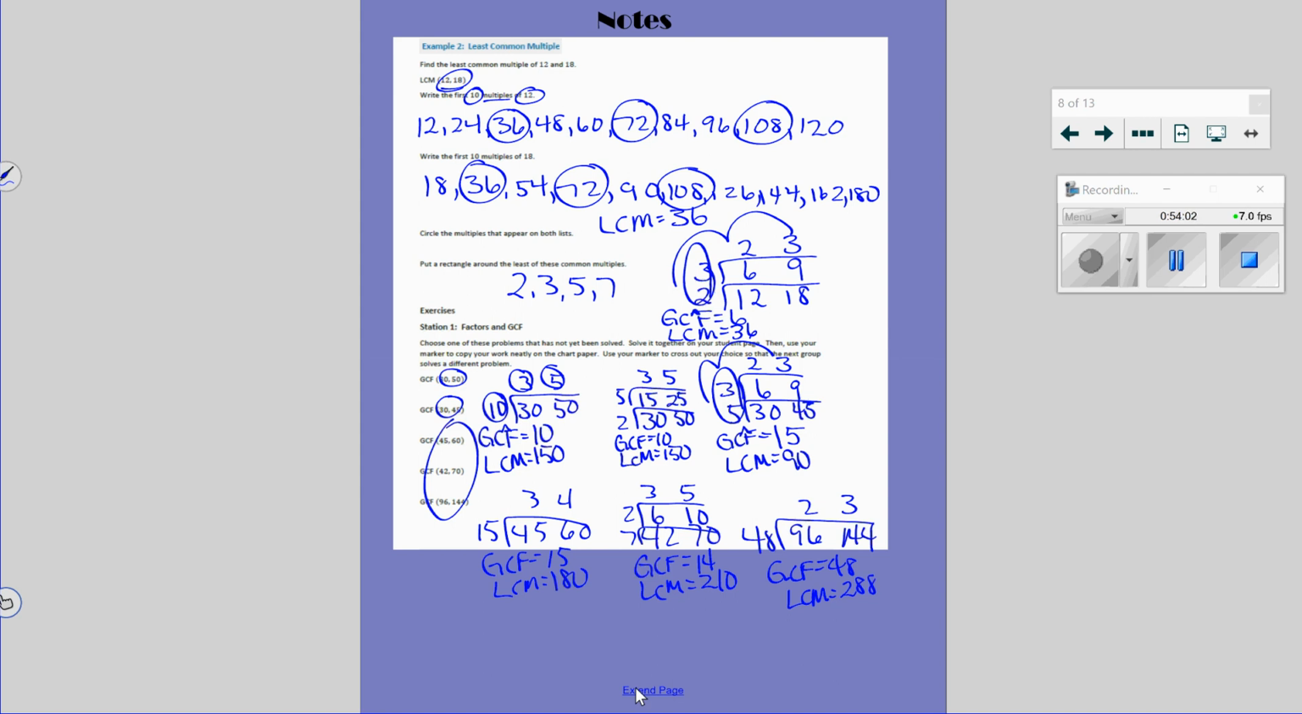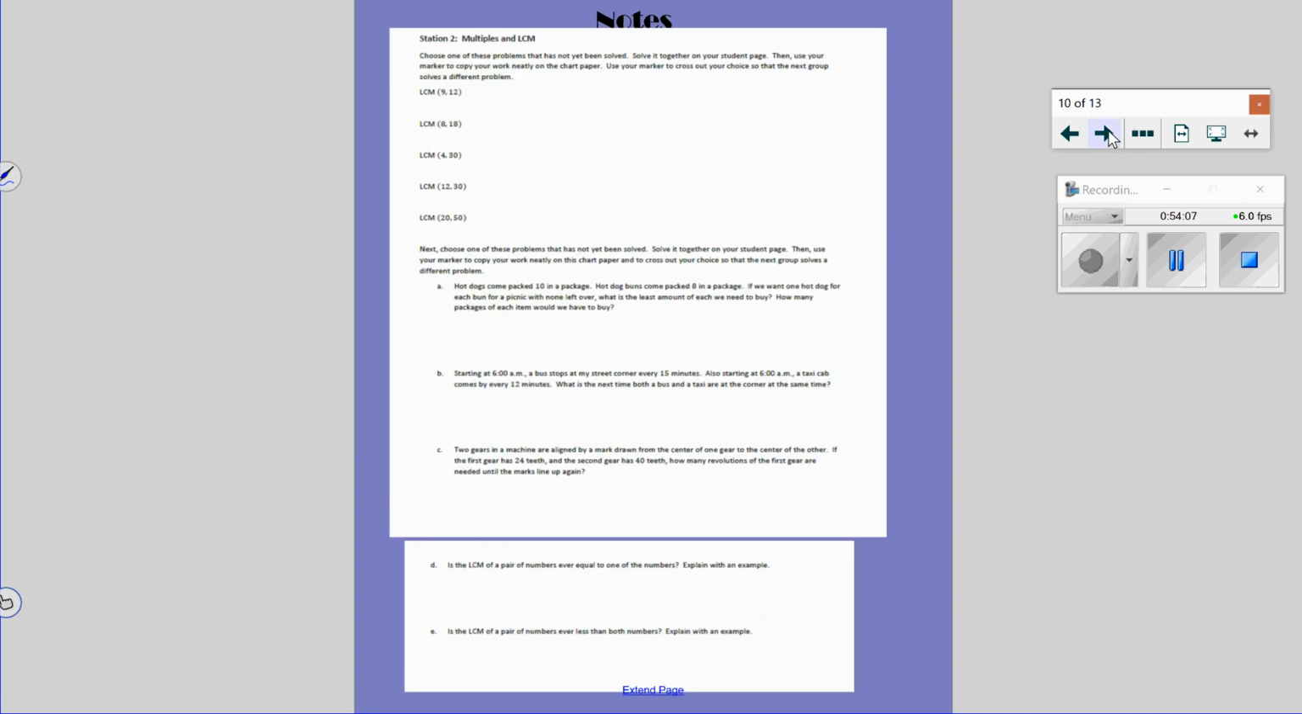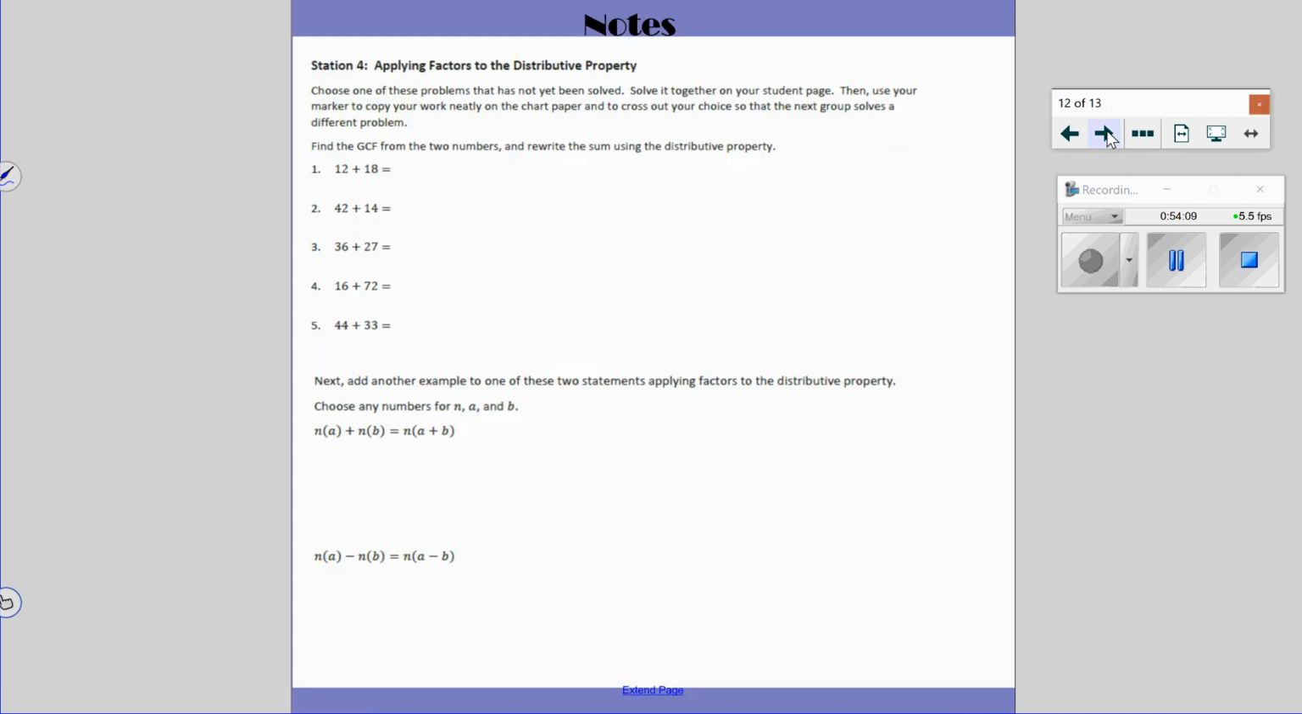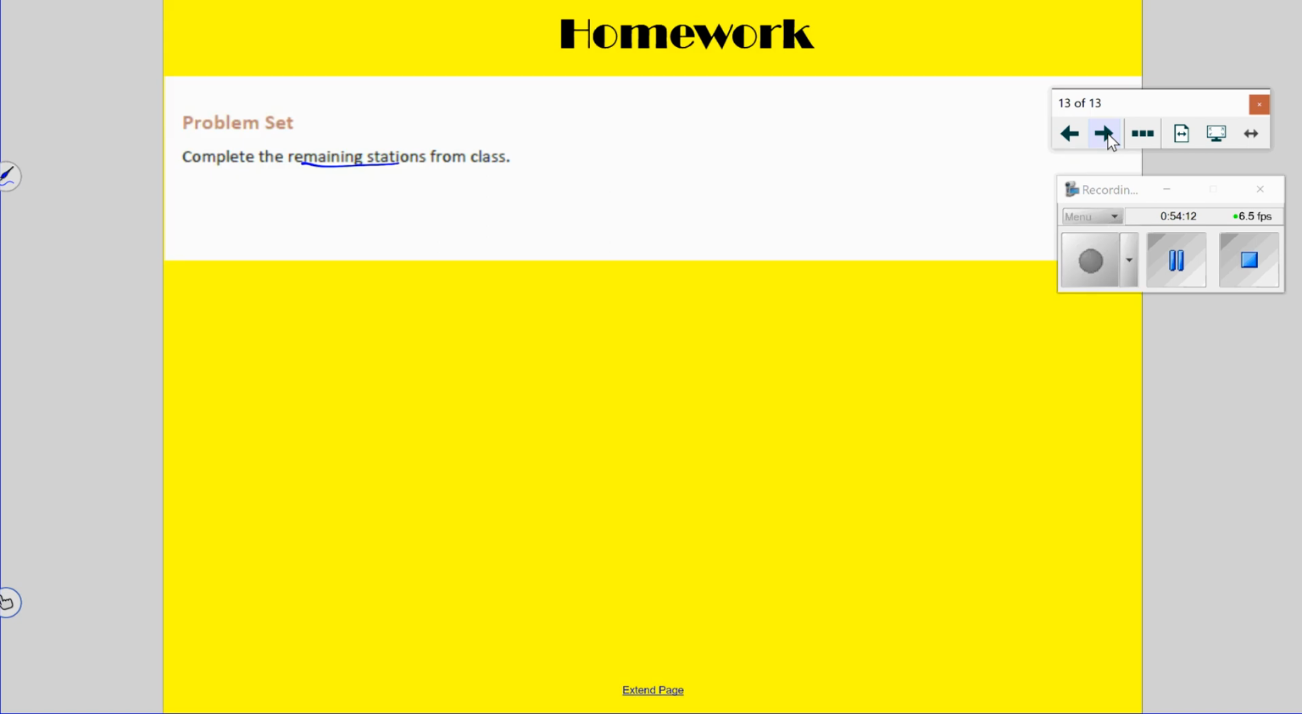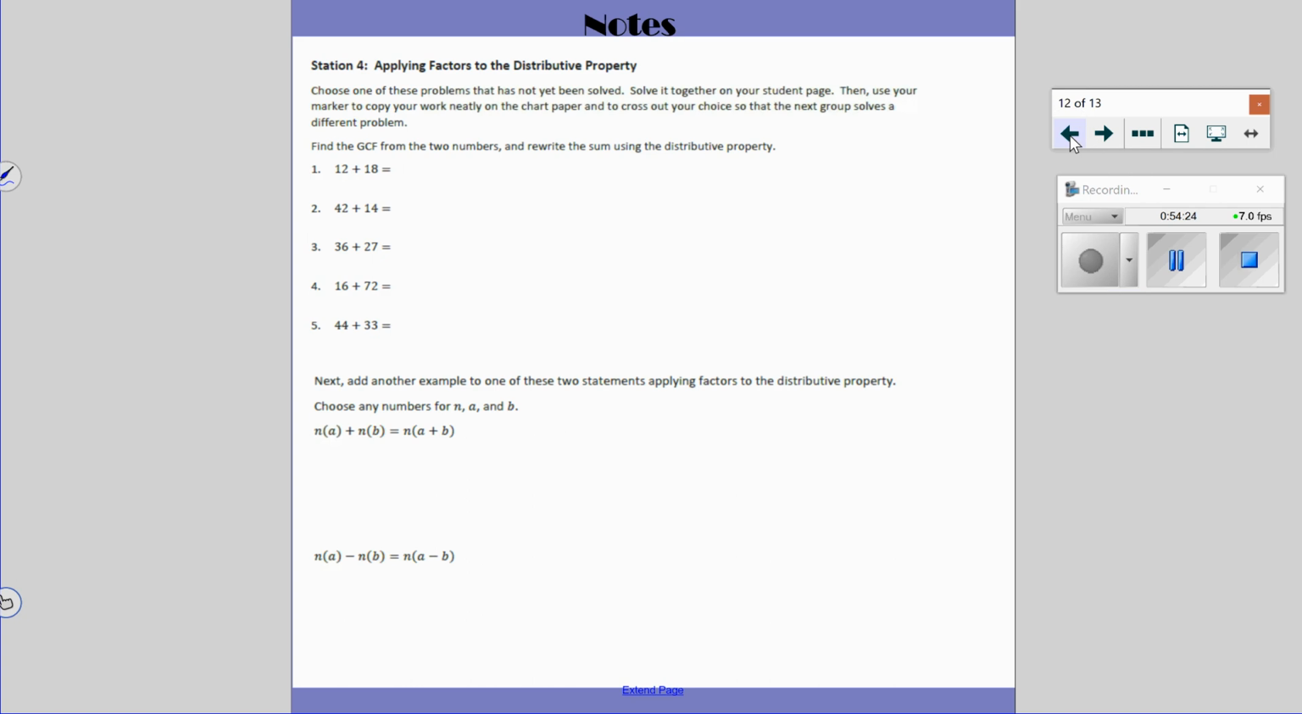Okay, so here's the reason I had to rush through this. Some of you in your paper, in your agendas, wrote down that the homework is page 91. Page 91, the problem set says complete the remaining stations. Those of you that paid attention and rewrote it after I changed it on the board, you realize what you have to do is find the GCF and LCM for the numbers that are listed in station 4.